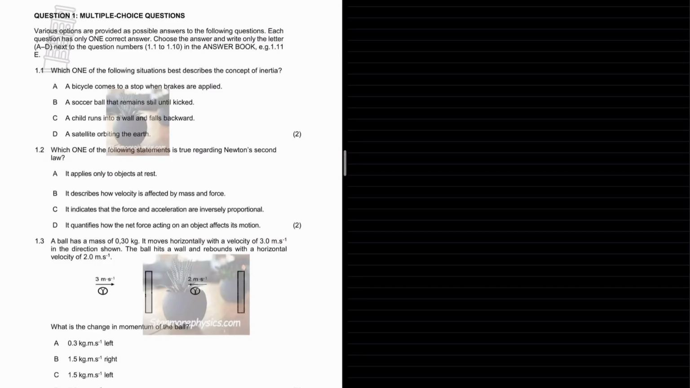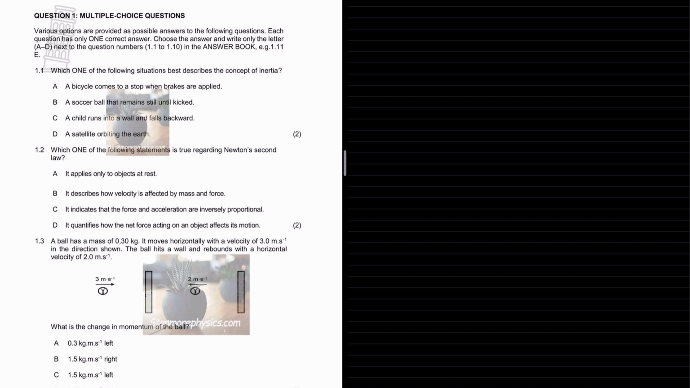Today we're going to be taking a look at the Northwest Physical Sciences June paper. Let's take a look at the multiple choice. Question 1.1. Which one of the following situations best describes the concept of inertia?